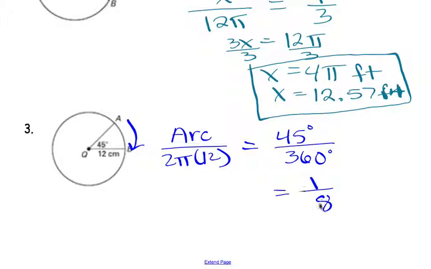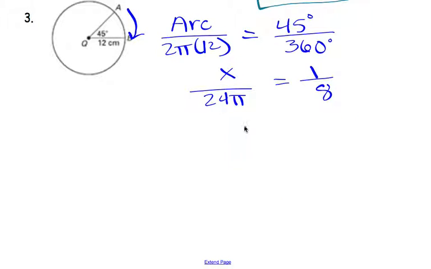And again, you don't have to do the reduction part. You can cross multiply right here at the beginning. Just your numbers would be bigger. Simplifying, there would be 24 pi. So cross multiplying, 8x equals 24 pi. It's 24 pi times 1. Divide by 8.